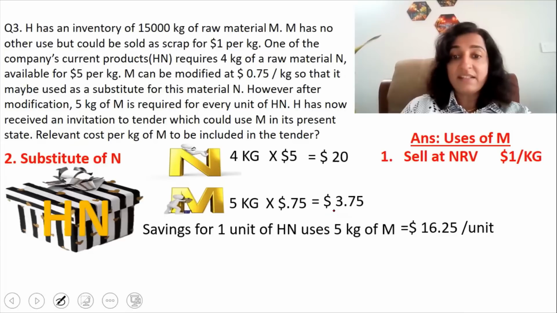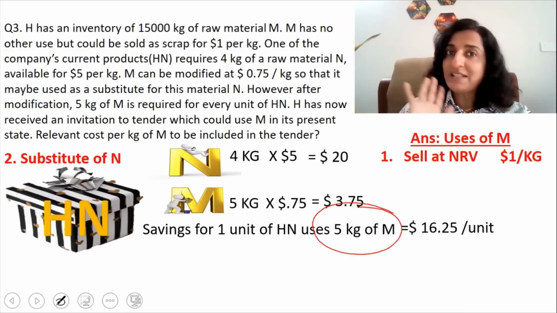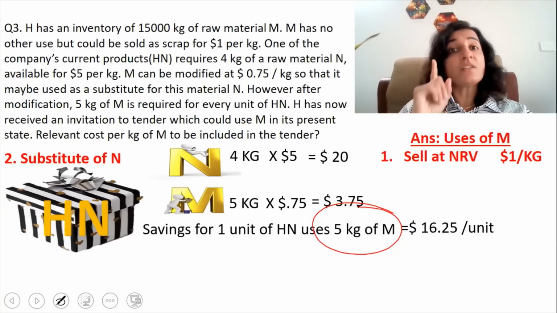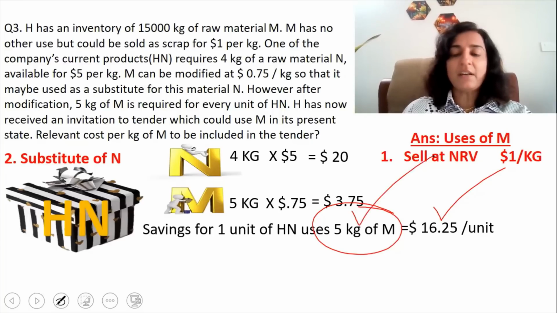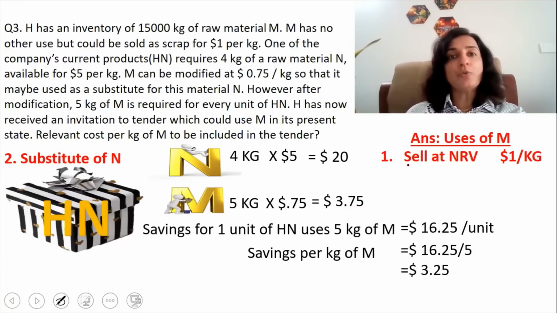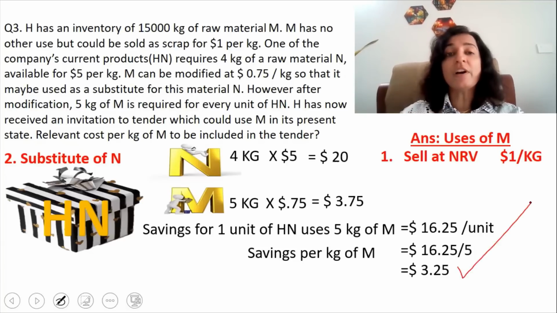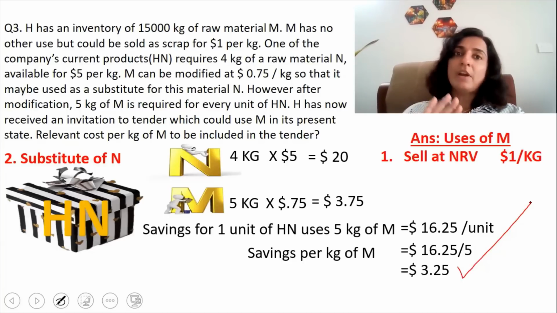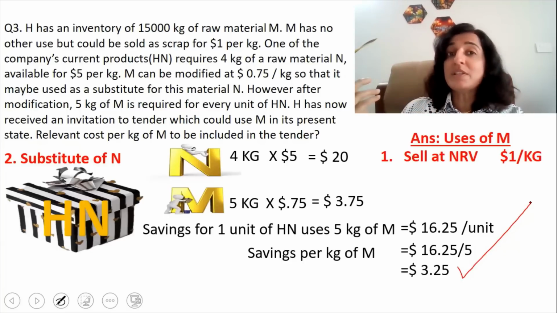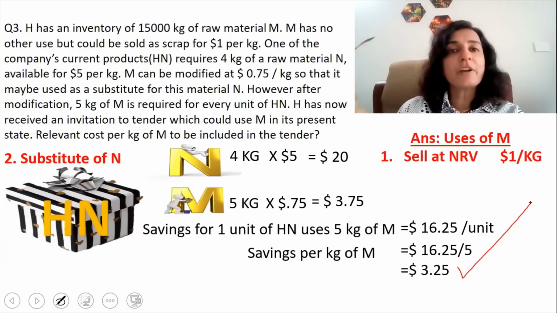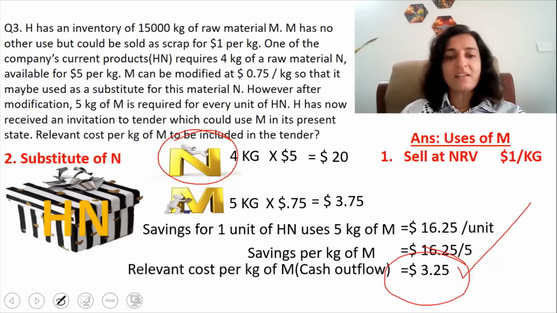Right now we have the savings of 5 kg of M. We don't want the savings of 5 kg of M. We want the savings of 1 kg of M. So what is the savings of 1 kg? It's 16.25 divided by 5, or $3.25. What does this mean? Which means that right now, for each kg of M, we are gaining $3.25. So if we are using M for a new contract, what are we losing? We are losing 3.25. So the relevant cost in this question is 3.25.